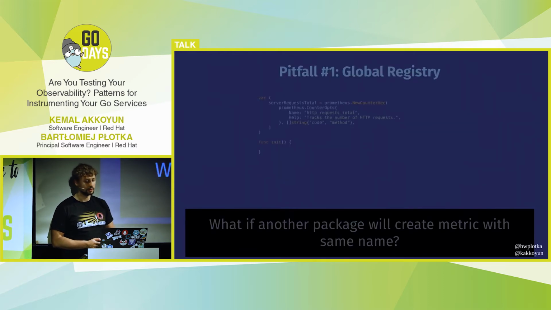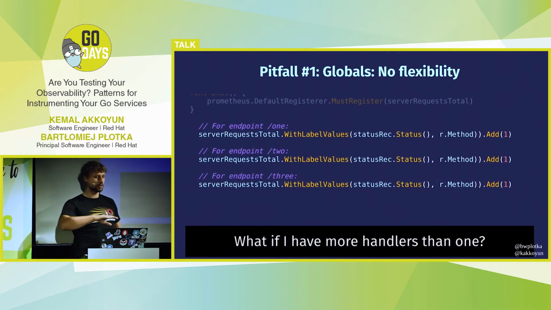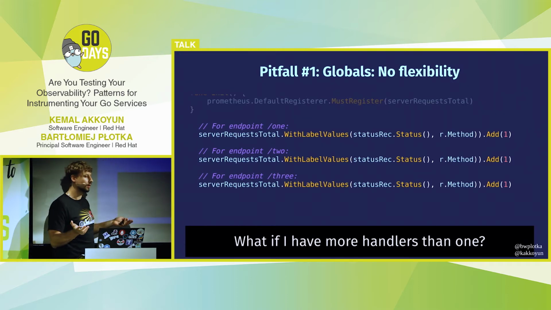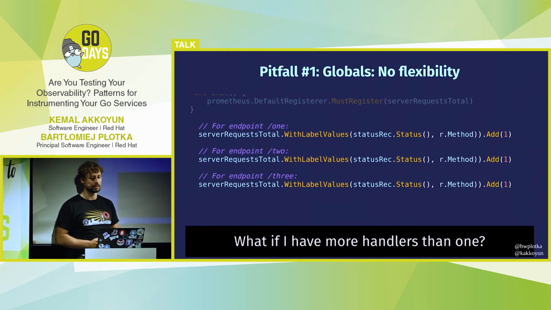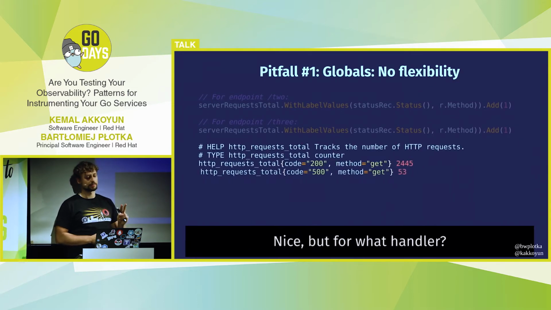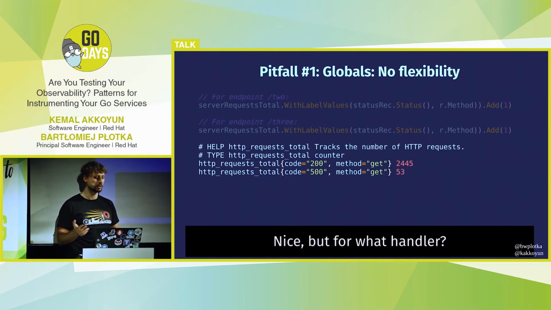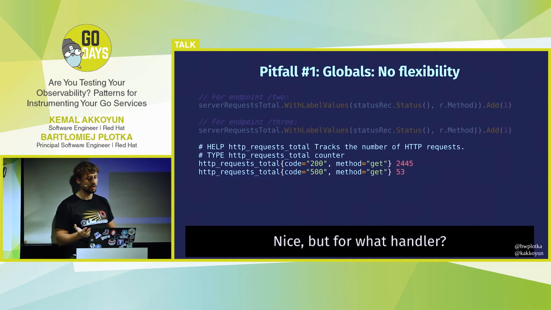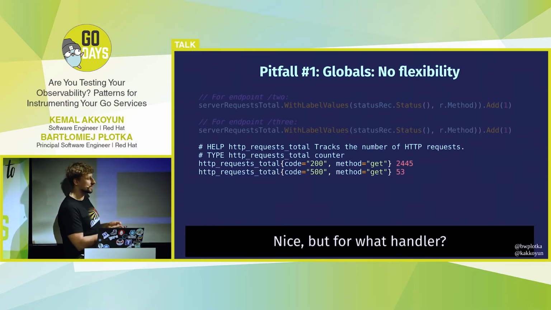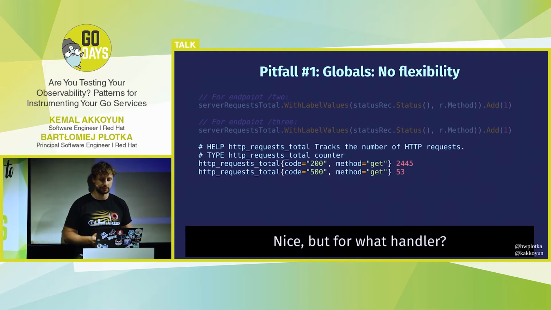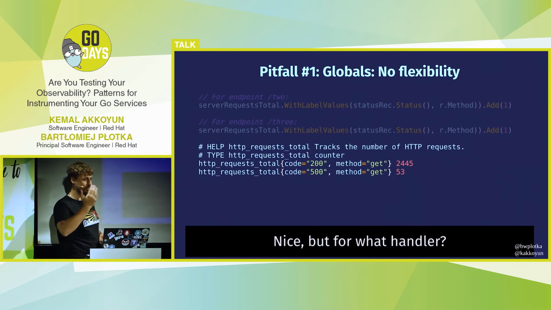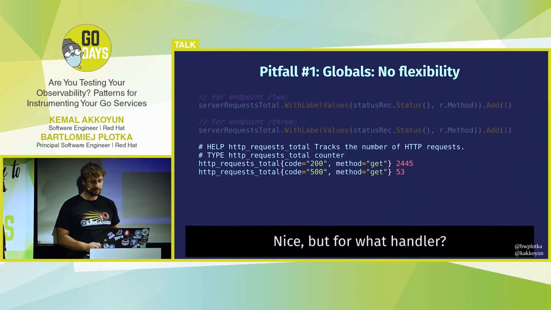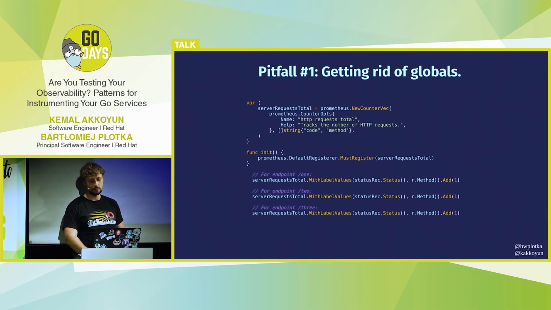But there is a second issue as well, and it is lack of flexibility. Let's imagine we don't have one endpoint, but we actually have three: /1, /2, /3. What happens if I instrument those endpoints like this? We have only two labels, code and method. So we are aggregating all requests, no matter what endpoint it was. So I don't have an answer to the question: what's the error rate for the /3 endpoint? I don't know, because everything is together. So we are losing insight, and there is no way for us to solve it when your library is using globals. So let's fix it. And how are we fixing it? Well, by removing globals.